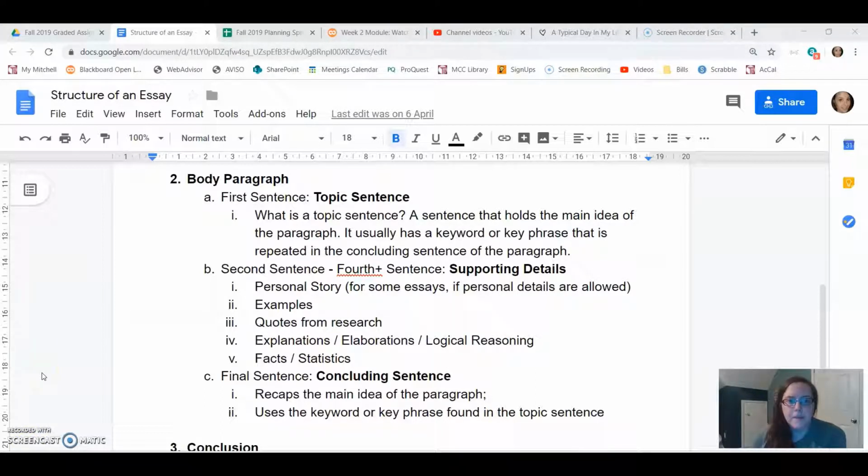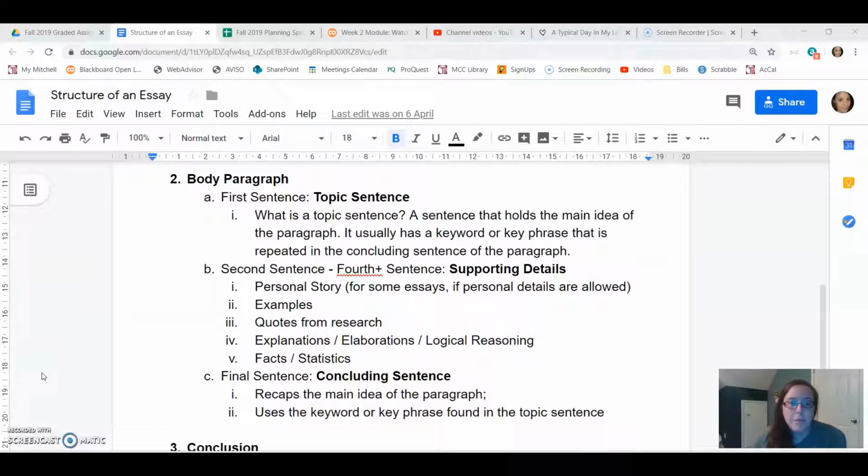In addition to making sure that your topic sentence effectively and clearly reflects the main idea or main focal point of that body paragraph, you also want to make sure that you have supporting details. Supporting details can happen in a number of formats. I'll go through all of them, and then I'll talk about some specifics that you might consider for this essay.